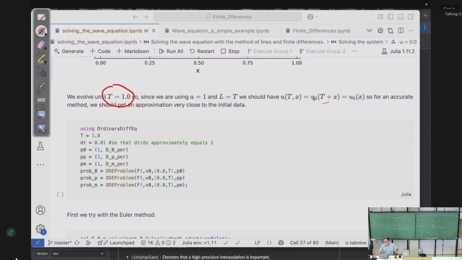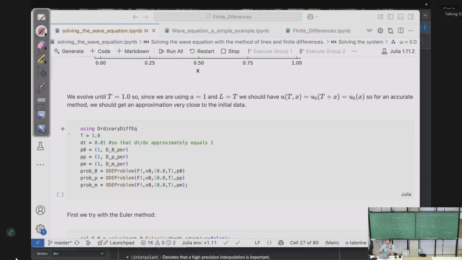So this is the initial data. The solution is just the initial data moved to the left a distance t, and since this is periodic in L and t is equal to L, this is the same as the initial data. So the true solution has the same value at t equal to 1 as at t equal to 0. So when we evolve, we can check how close we are by just looking after one period.